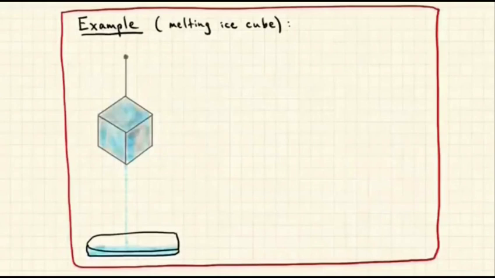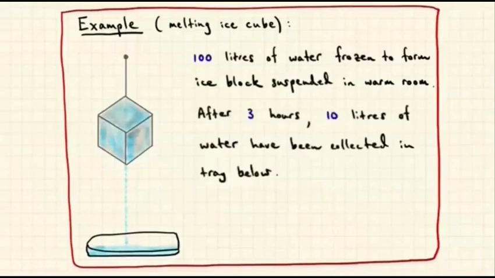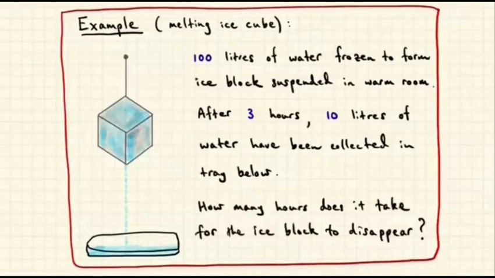In this next example, we've created an ornamental sculpture in the form of a perfect ice cube, which we've suspended from the ceiling in a warm room. 100 liters of water were used to create the original ice cube. We notice after 3 hours that 10 liters of water have accumulated in a tray below the dripping ice cube. The problem is to use maths to estimate the number of hours it takes the ice cube to melt away to nothing.